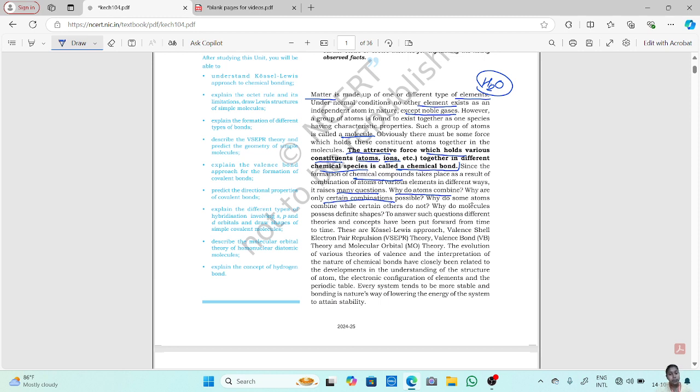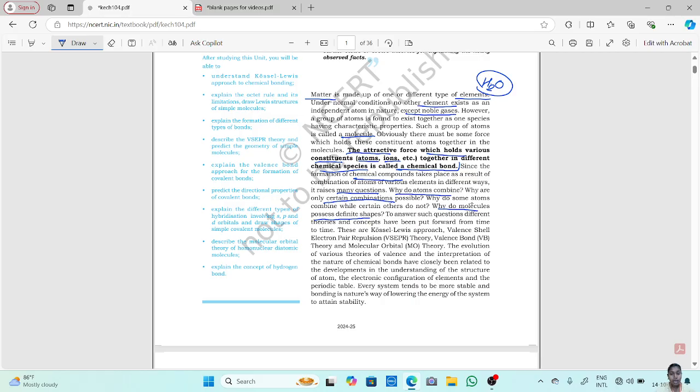Another question is, why do molecules possess a definite shape? Why do they have a fixed shape? Now to answer these questions, different theories and concepts have been put forward. Why do atoms combine, why do they combine only with certain atoms, why do they have a definite shape? To answer these questions, there are certain theories and concepts. In this chapter we will learn those theories and approaches.